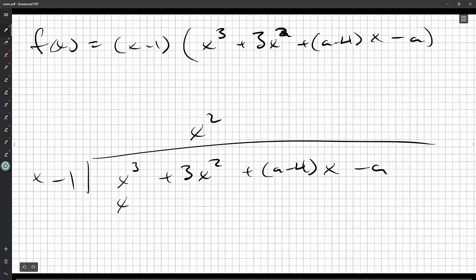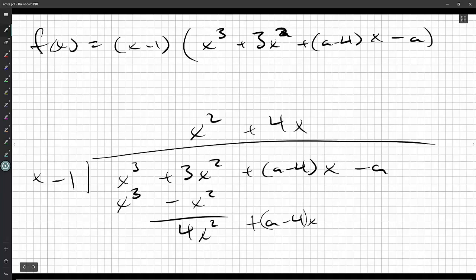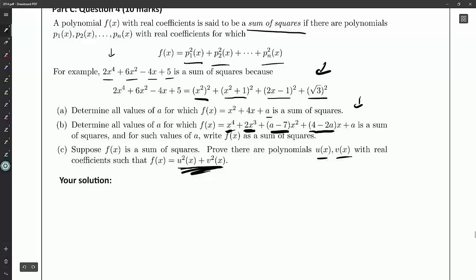Anyway, x cubed minus x squared, so this will be 4x squared, so it'll be plus 4x. So plus a minus 4x, we'll get minus 4x, and this will be a x, so we'll get plus a, and everything will work out there. And that's the one from part A. That is the one from part A, unless I'm misreading something again, but no, we're good. Okay.